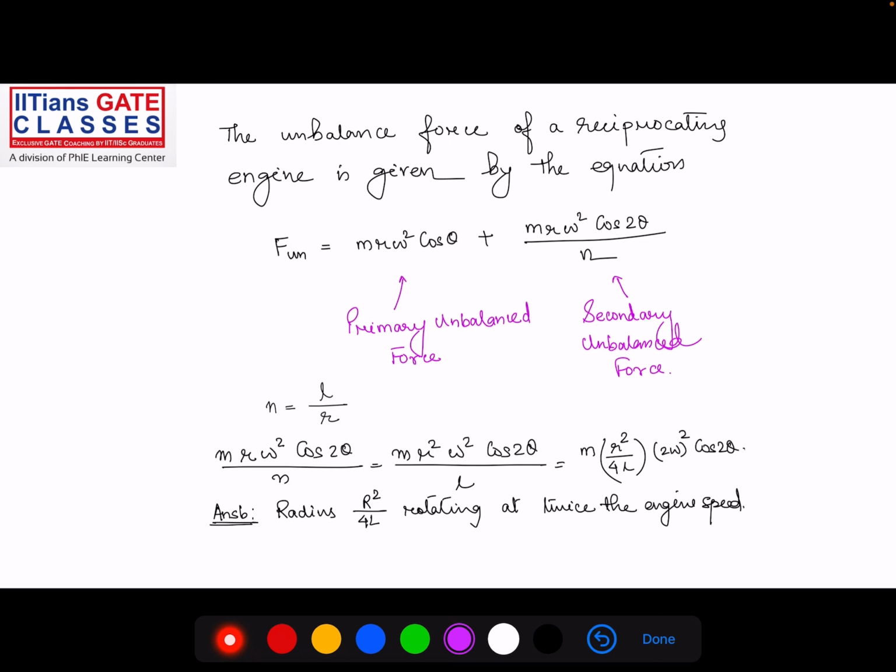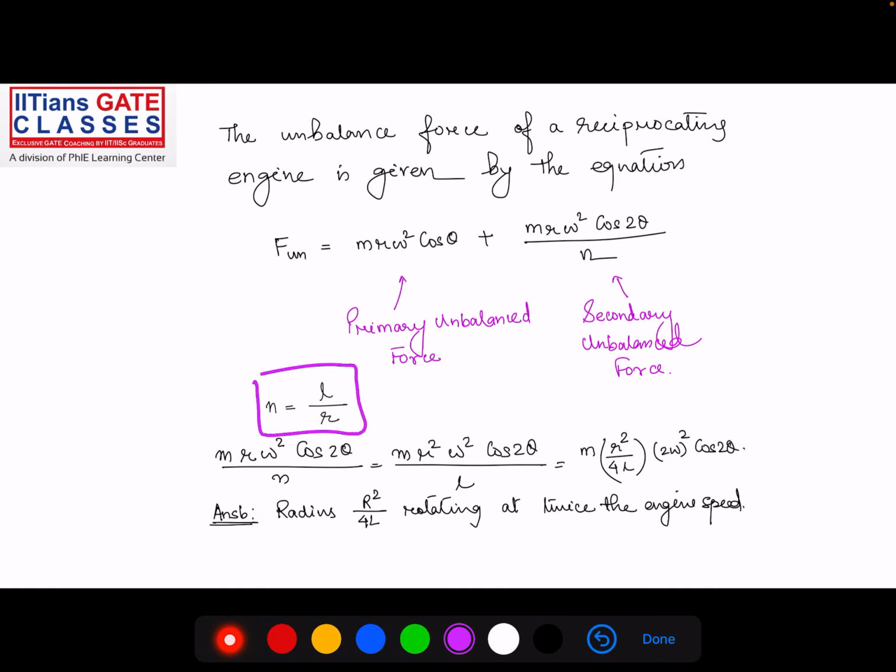We all know that for a reciprocating engine, the unbalanced force looks like this: m r omega square cos theta plus m r omega square cos 2 theta by n. This is the primary force, which is large. This is the secondary force, which is small. Generally we neglect the secondary force in balancing in slow speed engines. We'll not go into those details. We'll just stick to what the question has asked us.